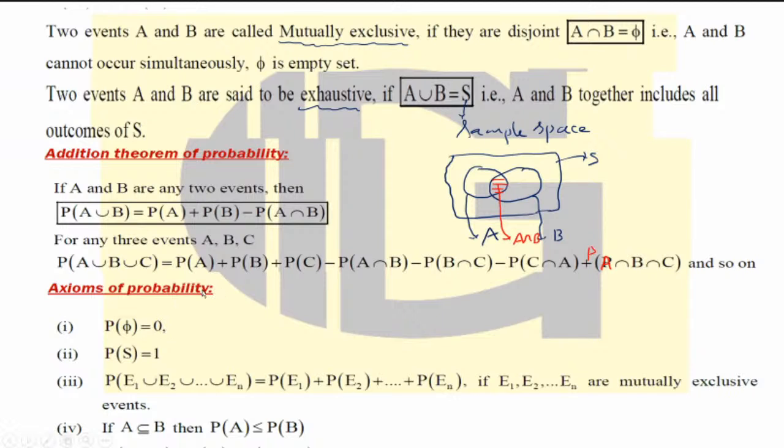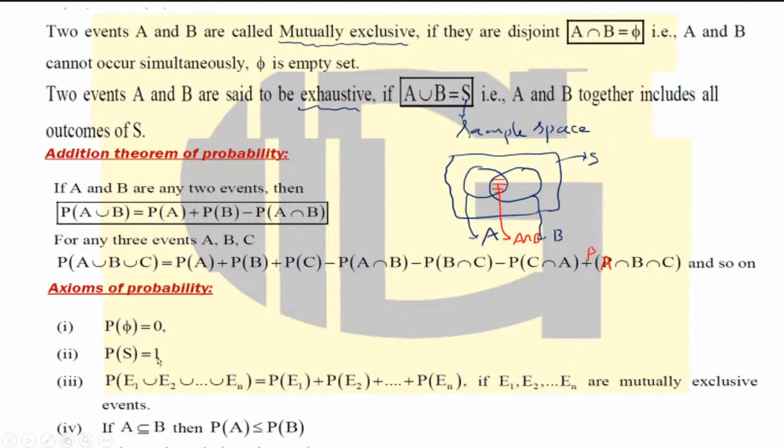Now axioms of probability. That is 1 mark statement questions. Axioms means properties. Probability of empty set is 0. What is this phi? Impossible event. Probability of S is equal to 1. That is, probability of all total outcomes is always 1.